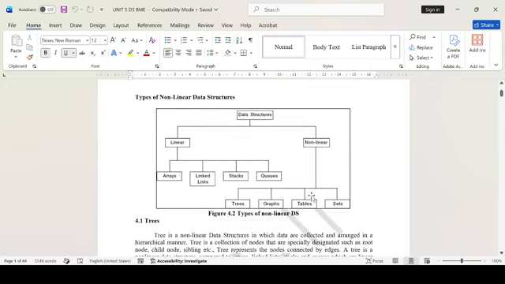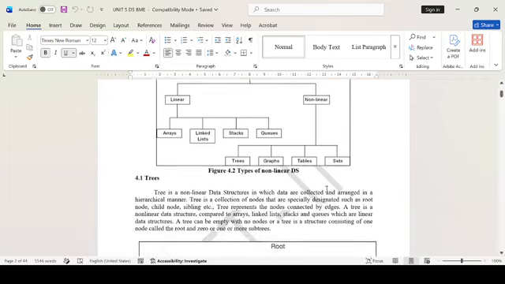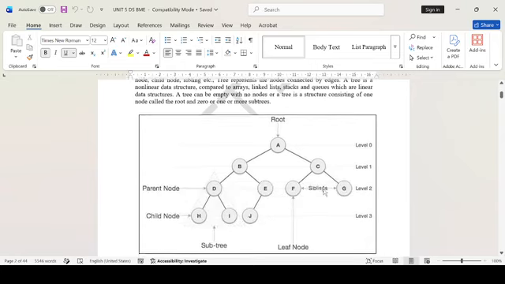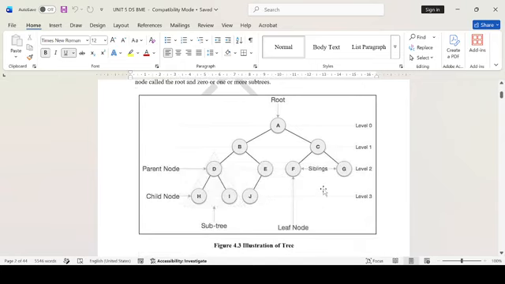Then what are the types of nonlinear data structures available? Basically, data structures are classified into linear and nonlinear. For linear data structures we have arrays, linked lists, stacks and queues, and for nonlinear data structures we have trees, graphs, tables and sets. Now we are going to see about trees. A tree is a nonlinear data structure. The data are arranged in a hierarchical manner without following any sequence. So this is an example of a tree.